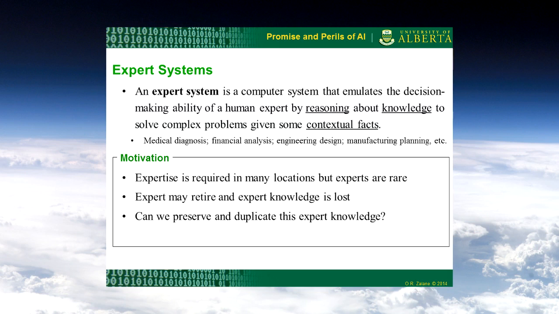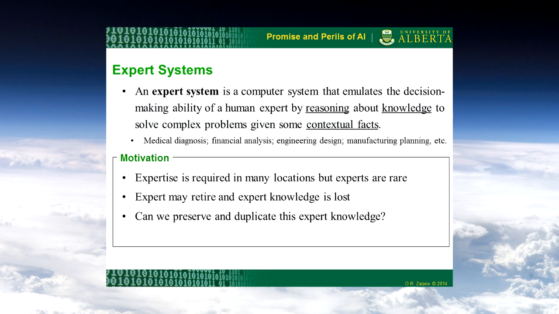So an expert system is a computer system that tries to emulate the decision-making ability of an expert, a human expert. And it tries to do that by reasoning, using some knowledge, so it reasons about knowledge to solve some given problems, and using some contextual facts, or facts about that problem.